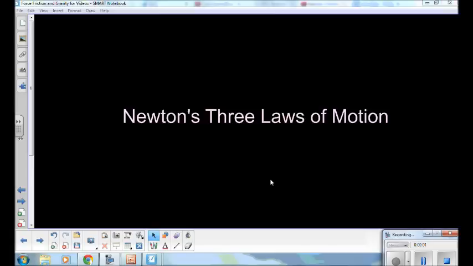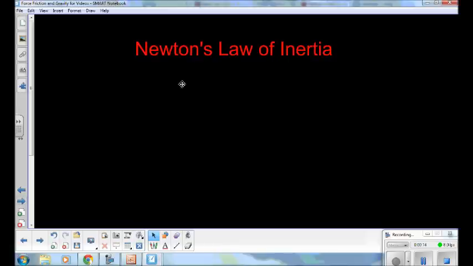Newton's three laws of motion are the foundation for classical physics. Yesterday, you learned a little bit about inertia and Newton's first law. Today, we're going to be looking a little bit closer at Newton's second law. Now, the first thing I want to do is just give you a quick review of Newton's law of inertia.